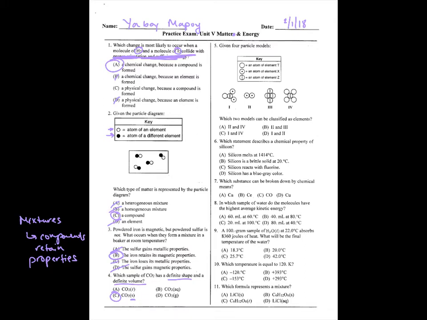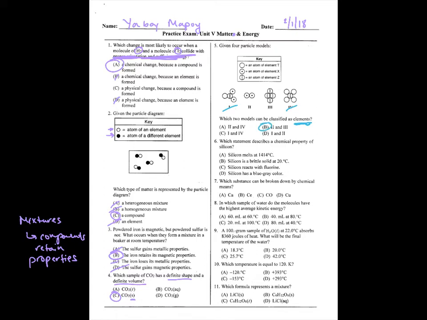Number 5. Given 4 particle models, which 2 models can be classified as elements? Alright, so that means when we say elements, that means we should see one of the same type of element. Same type of dot, no mix of different dots. So if we look at model 1 here, that's not a possible choice because look there, it's composed of different types of atoms, as is particle model 4. If you look at 2 and 3, they all have the same types joined together. So those are all elements. So this is choice B here.